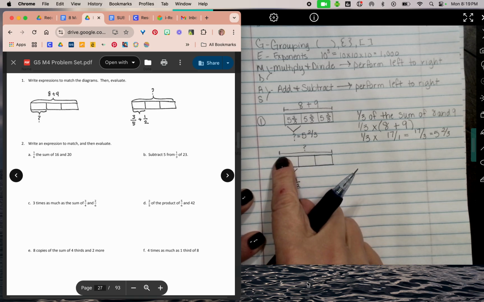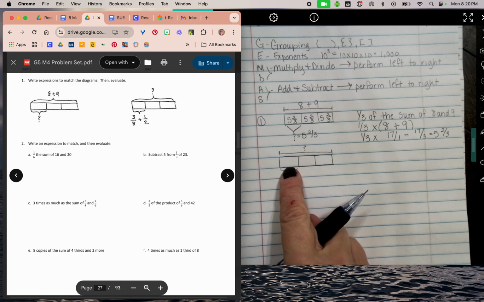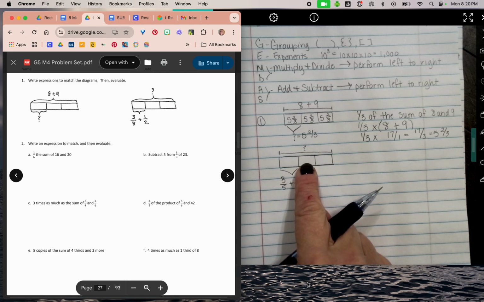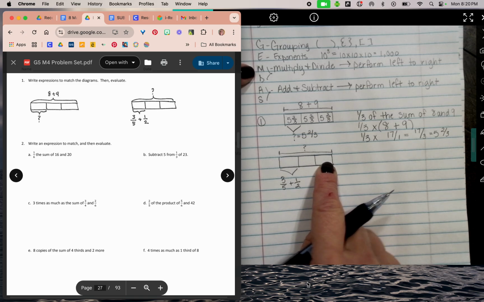So if I need to find the total here, I could look and I could say, okay, well, this is 3/5 plus 1/2 plus 3/5 plus 1/2 plus 3/5 plus 1/2. But that takes a really long time. And so I know that we have a more sophisticated way of doing that addition, and that comes with our multiplication.